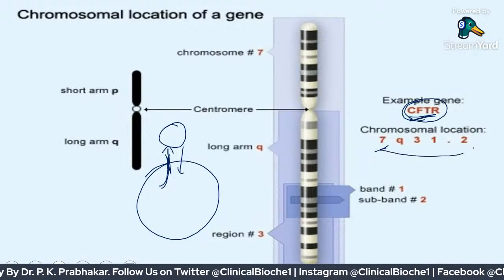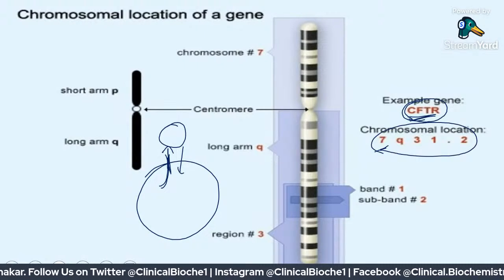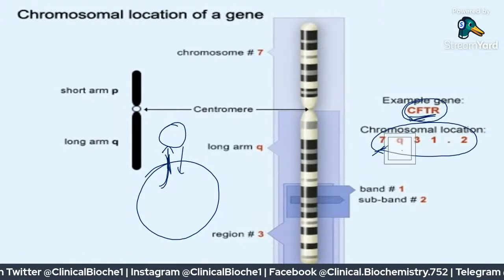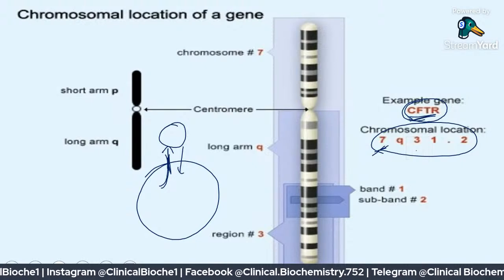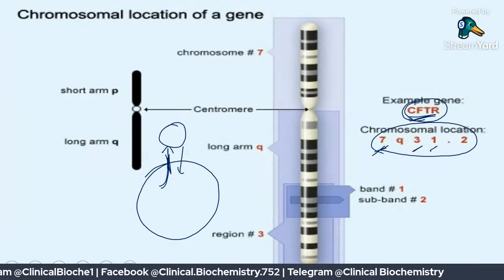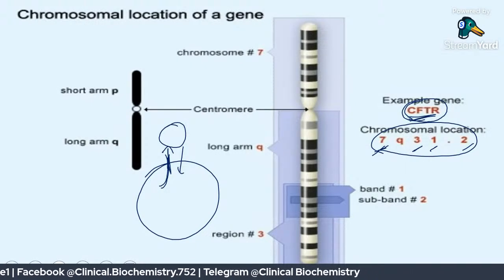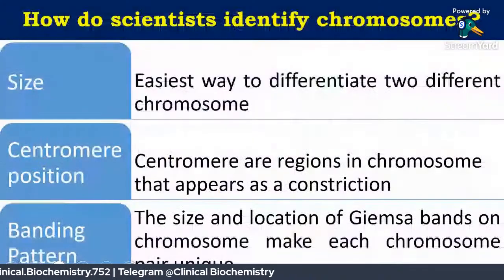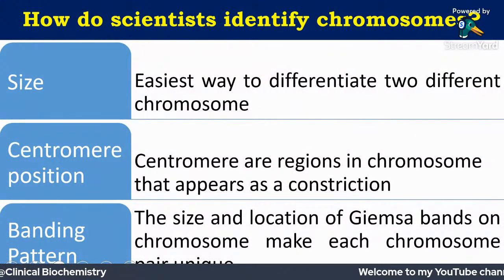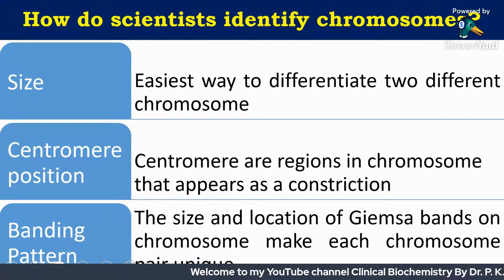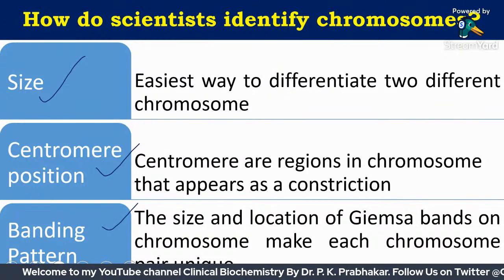So this is the location of the CFTR gene. Seventh chromosome, Q arm, then region one, band, and this is the subband. So this is how chromosome is going to be nomenclatured. Other than this one, there are three different patterns by which chromosome is going to be identified, detected. It will be size of the chromosome, centromere position, and banding pattern.